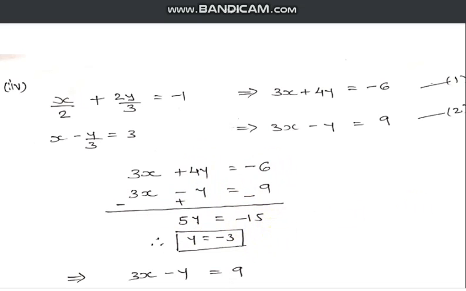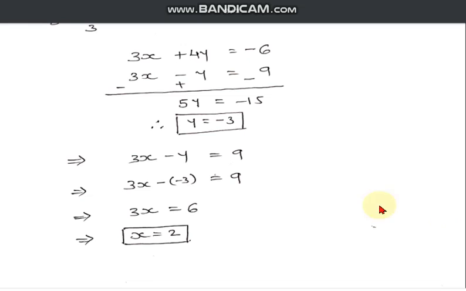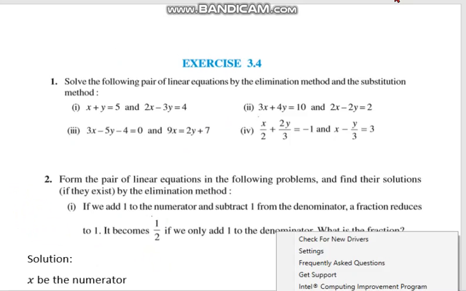In the same manner, we will use y equals minus 3 in any equation to find the value of x. So we are using 3x minus y equals 9. Therefore 3x minus minus 3, which is plus 3, equals 9. Hence 3x equals 6, x equals 2. So question 1 we have completed. Let us move to the second question.